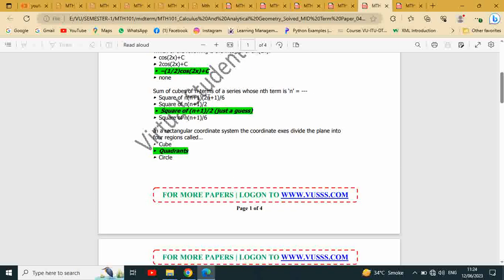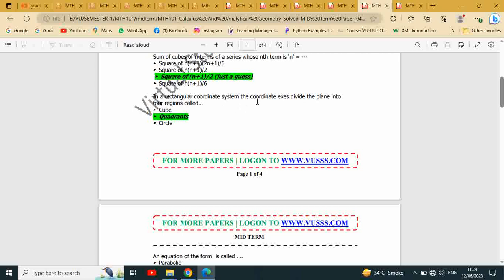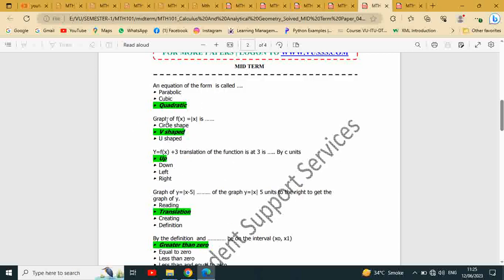The sum of cubes of n terms of a series whose nth term is n is equal to the square of n plus 1 divided by 2. In a rectangular coordinate system, the coordinate axes divide the plane into 4 regions called quadrants. An equation of the form is called quadratic.